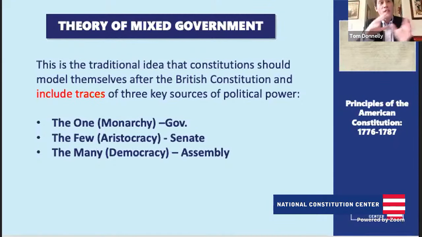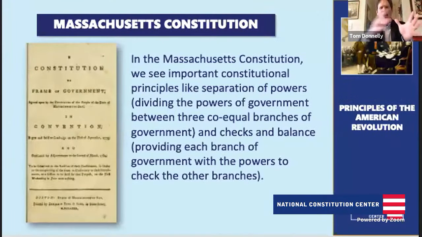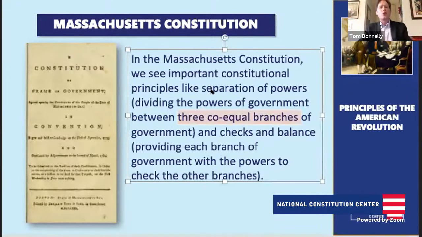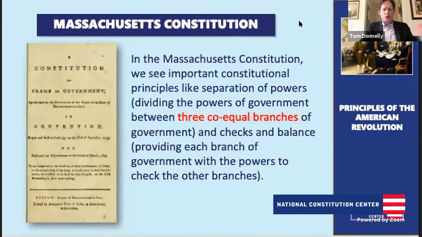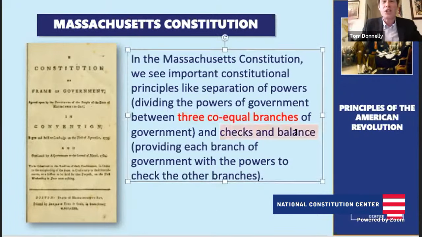And so for the founding generation during this period, many of them looked to the Massachusetts Constitution of 1780, which is created a little bit further along. It's a few years after the Declaration of Independence, a few years after the first wave of state constitutions. And Massachusetts is already learning from the experience under the other state constitutions. Notably, the Massachusetts Constitution is written largely by John Adams.